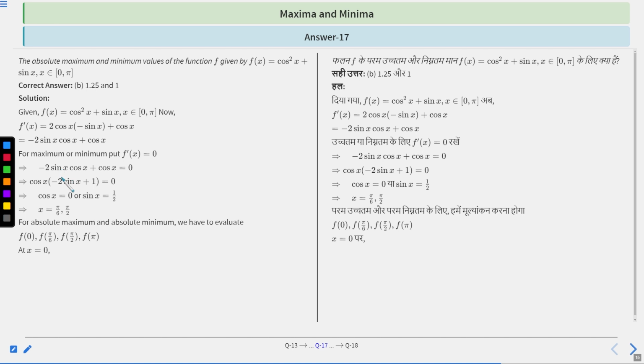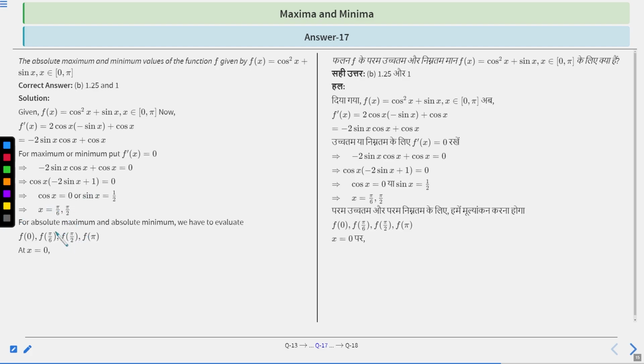Now for maximum or minimum, put f'(x) = 0, which implies −2 sin x cos x + cos x = 0. Now if we take cos x common, we get cos x (−2 sin x + 1) = 0. Therefore, cos x = 0 or sin x = 1/2. Clear? So the critical points are basically π/6 and π/2.